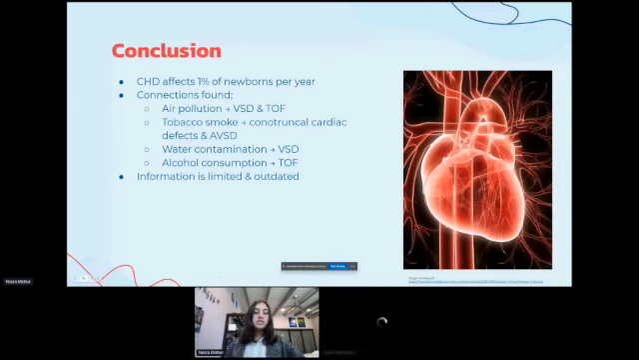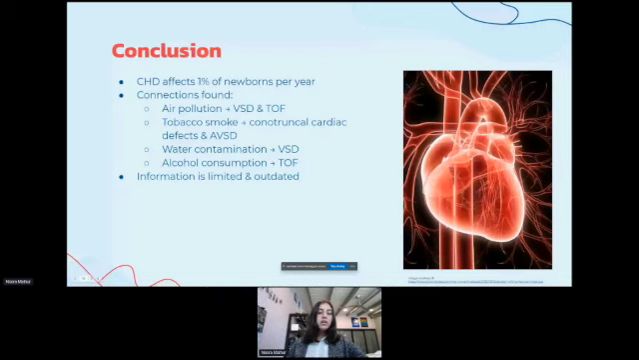alcohol consumption to TOF. However, this information is limited and somewhat outdated. With newer technologies available, more research into their causes and potential solutions should be conducted. For example, NASA has developed a heart monitor that allows cardiologists to watch their patients and collect data that could be useful for future research.